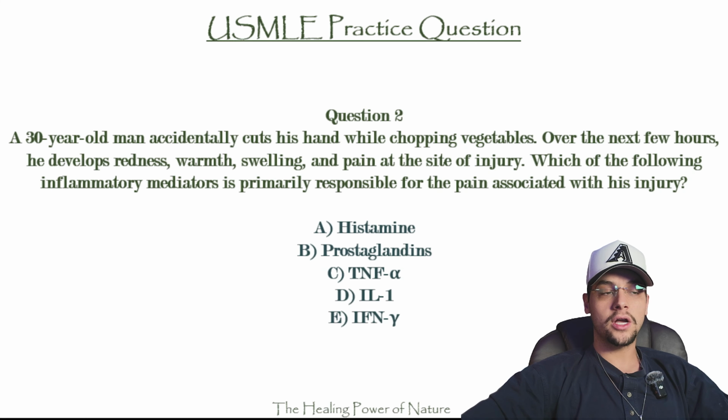Let's go ahead and jump into the next question. I'll give you a few minutes, and we'll review the answer. So the correct answer was B, prostaglandins. So remember, prostaglandins, particularly prostaglandin E2, which produces fever, are key mediators of pain and inflammation. They sensitize nerve endings to produce pain by increasing the response of nociceptors to other stimuli such as bradykinin.